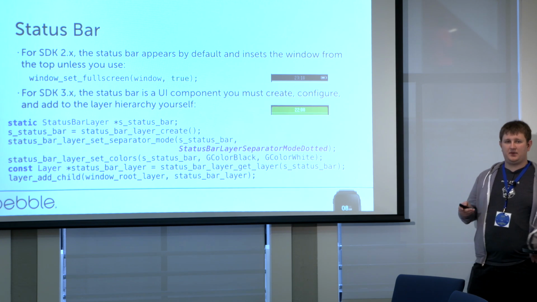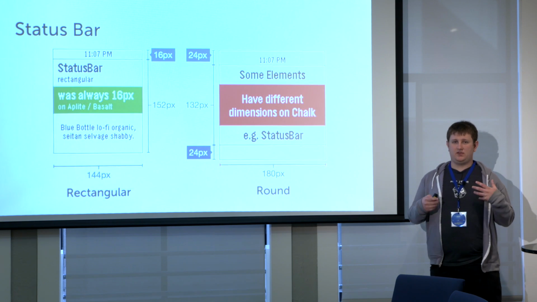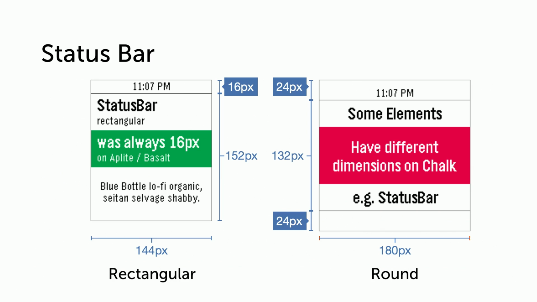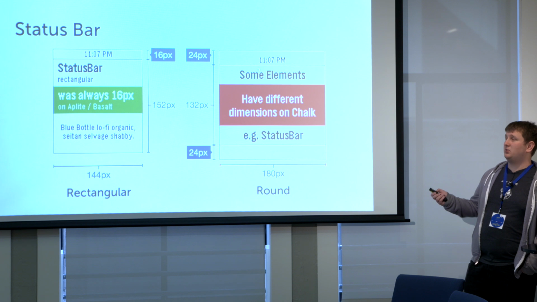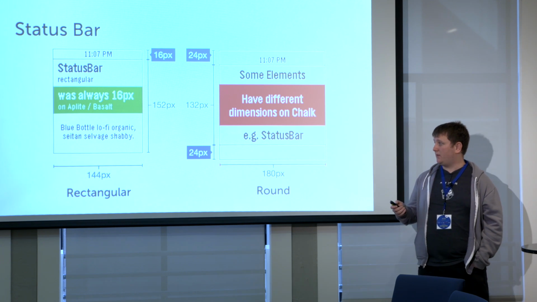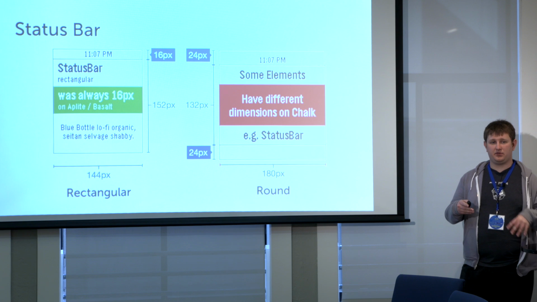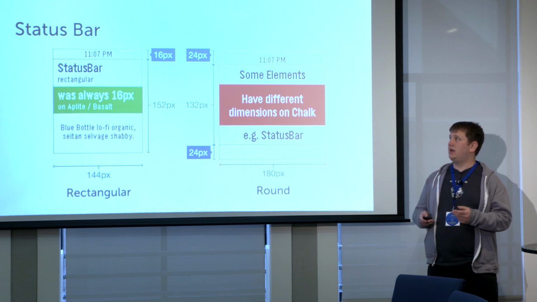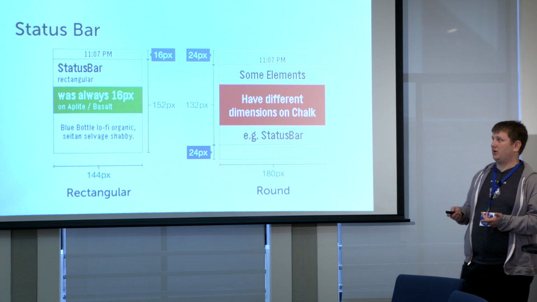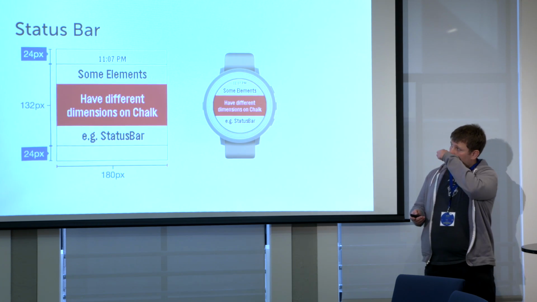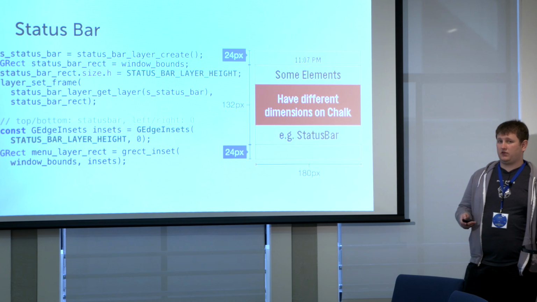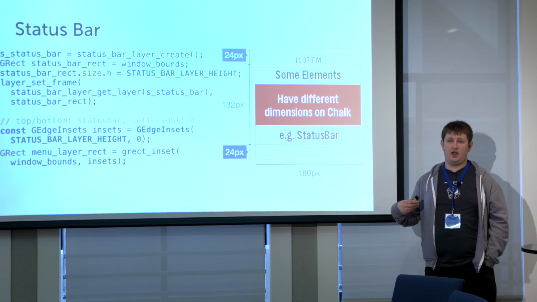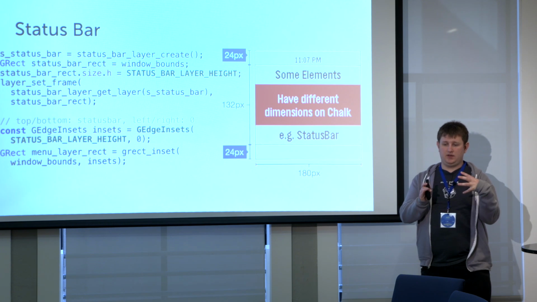But in addition to simply the APIs based on SDK version, the status bar actually has a different look on rectangular versus round displays. On the left, we have a rectangular display, which gives the status bar layer a height of 16 pixels. And on the right, the status bar layer has a height of 24 pixels on a round display. So this is important when you're laying out the UI of your application: you shouldn't rely on any hard-coded values for the status bar layer height, but rather use the define for the status bar layer height in laying out your UI code.